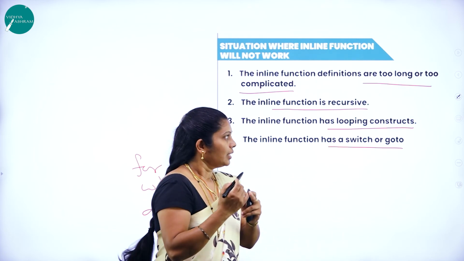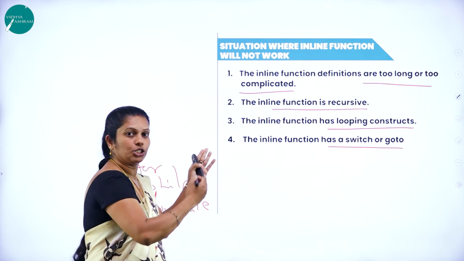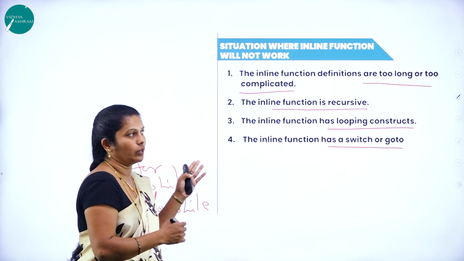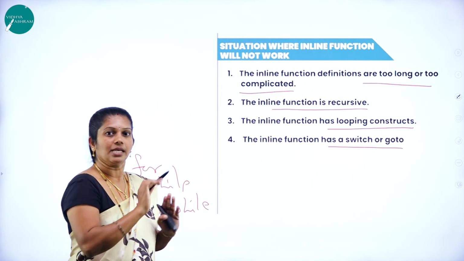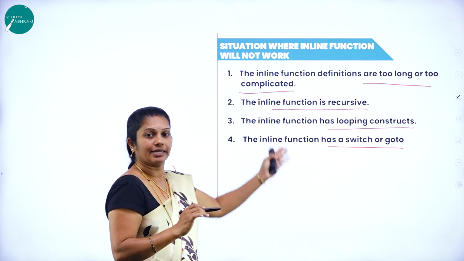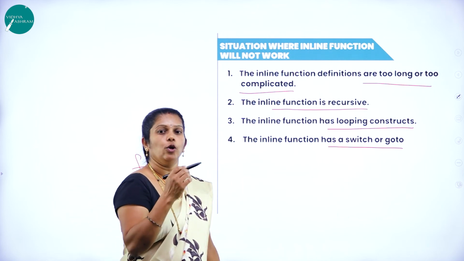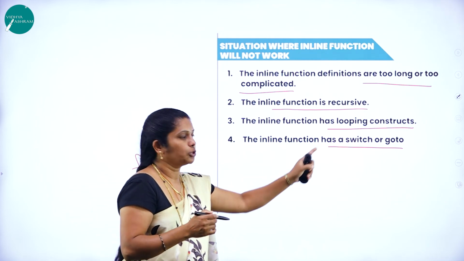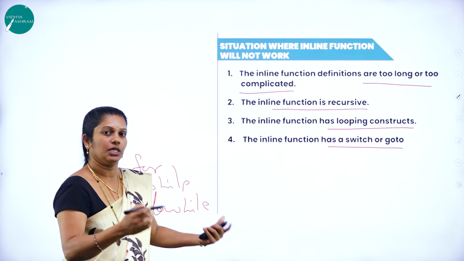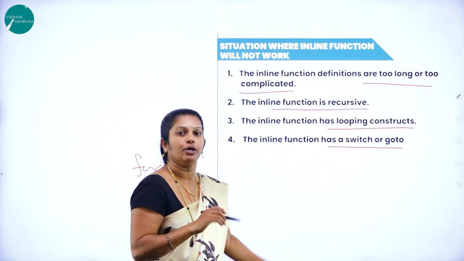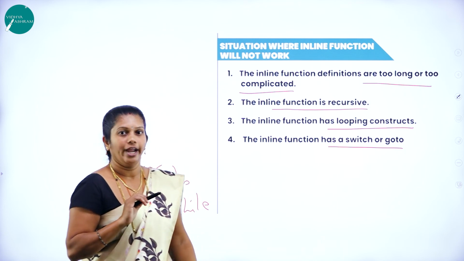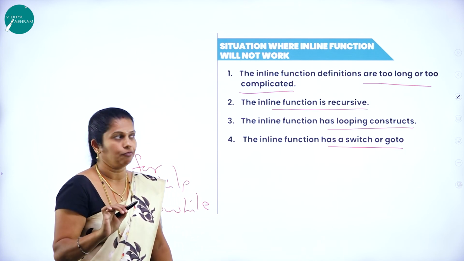Now is it clear? Then in which other situations will this inline function not work? If you have too many statements, then it will not work. If it is a recursive function, then also it will not work. If you have looping constructs like while loop, for loop, do while loop, then also it will not work. In the program, especially in an inline function, if you have a switch statement or goto statement, then also it will not work. Now is it clear for all of you?